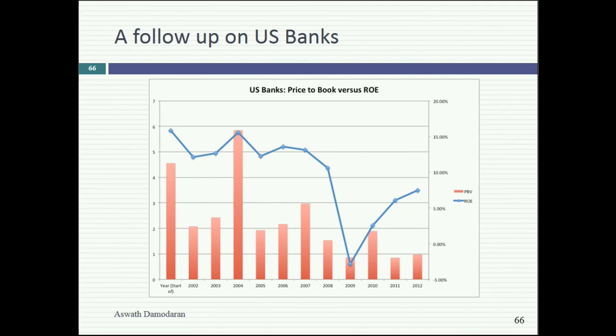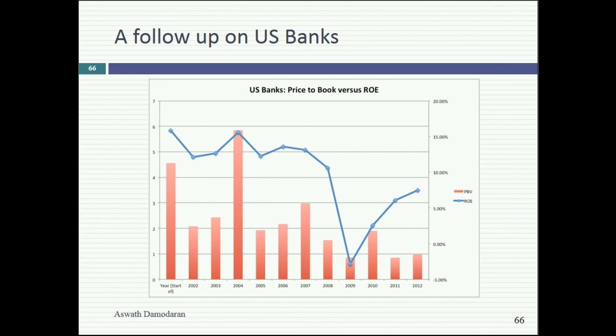So I'm going to close off today by looking at this price-to-book, return on equity combination and what's been happening at U.S. banks, because there's a very interesting story underlying it. This graph shows price-to-book ratios collectively for U.S. banks and the return on equity at U.S. banks. So let's go back to the good old days, 2003, 2004, 2005.